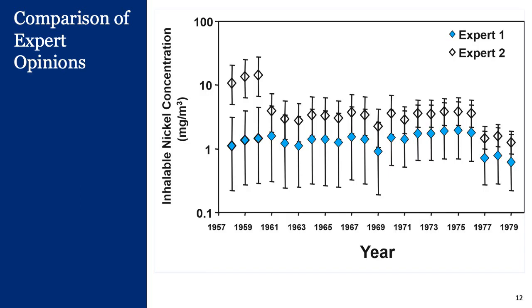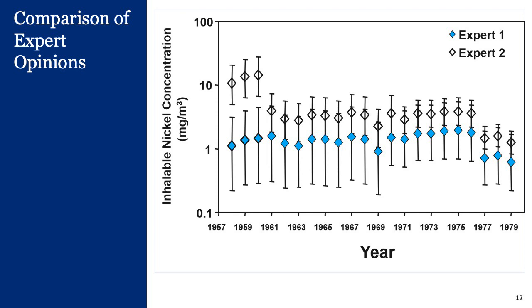So what this graph shows is the expert opinion estimated exposures for each year in the time period from 1959 to 1979. And on the vertical axis, you have the inhalable nickel concentration in units of milligrams per cubic meter. And on the horizontal axis, you have the years. And this graph shows the exposure history according to two different experts who were provided with the same information. And they provided slightly dissimilar input parameter distributions for each year, as we have discussed on the previous slides. So the main thing to note here is that the two experts are not that different from each other. Although one expert, expert two, seems consistently higher than expert one, although not in a statistically significant way, except for the earliest 3 years.